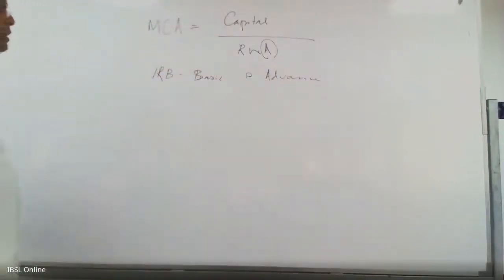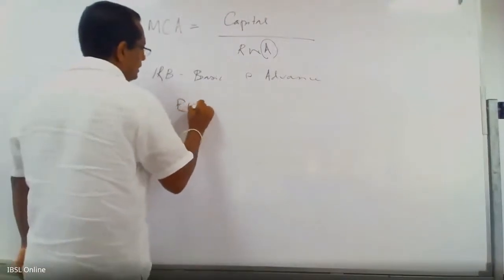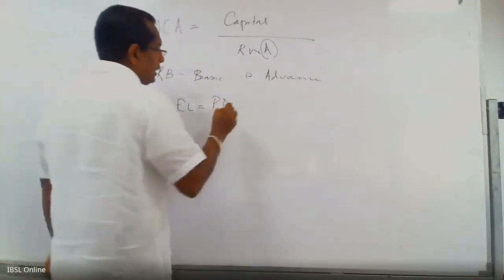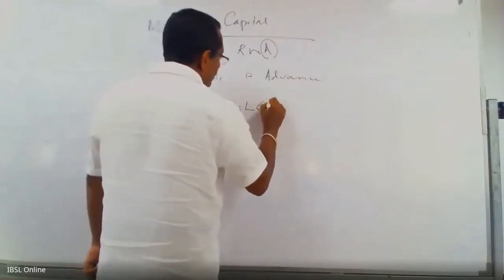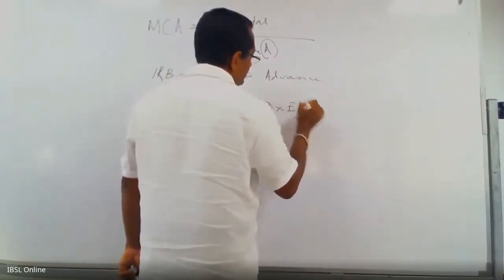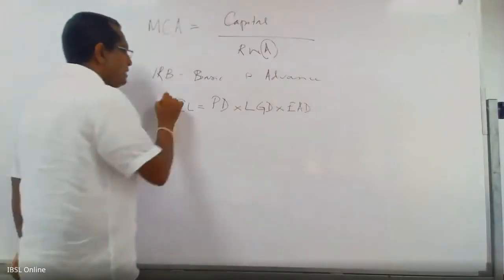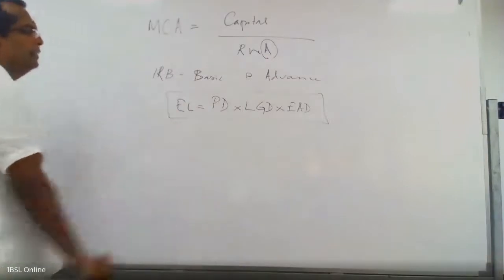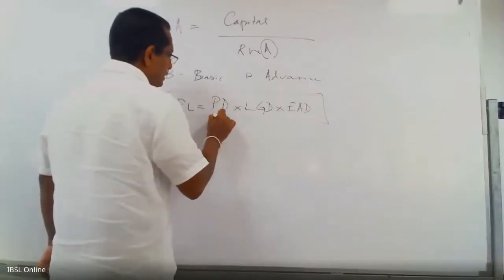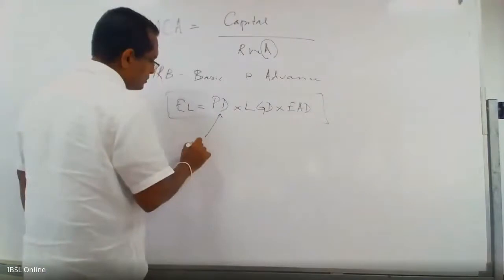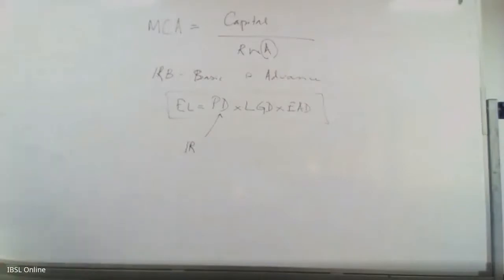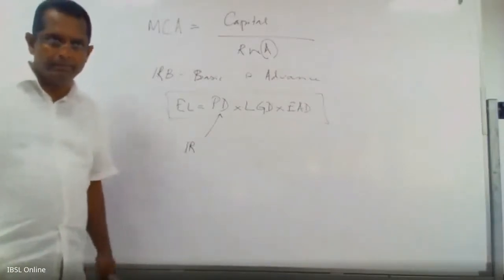For this, what they use: expected loss equals PD, probability of default, into loss given default, into exposure at default, right? This is the formula we use to calculate the capital, right? PD is probability of default. You have an internal rating structure, right? We need to rate each and every customer of our portfolio internally.